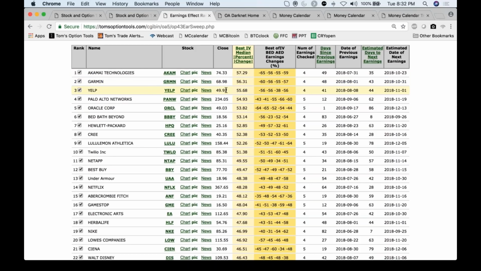56%. Yelp, 55%. Palo Alto Networks, 54%. And notice they're all negatives. Negative, negative, negative, negative. This is a true pattern right here. If you're an option seller, this list becomes very valuable to you, because after earnings, look what happened to all these stock options. They disintegrated in time value.